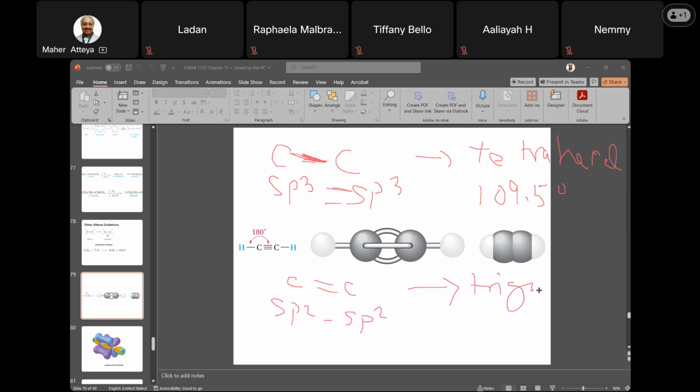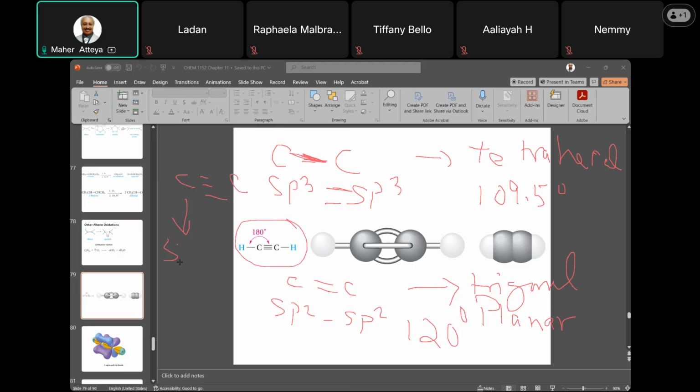Trigonal planar, correct? And the angle is 120 degrees. The last one is the triple bond, which is here. The triple bond is sp. Each carbon will come with sp hybrid, and the geometry is linear, and the angle of the linear is 180 degrees. So you should really memorize this.